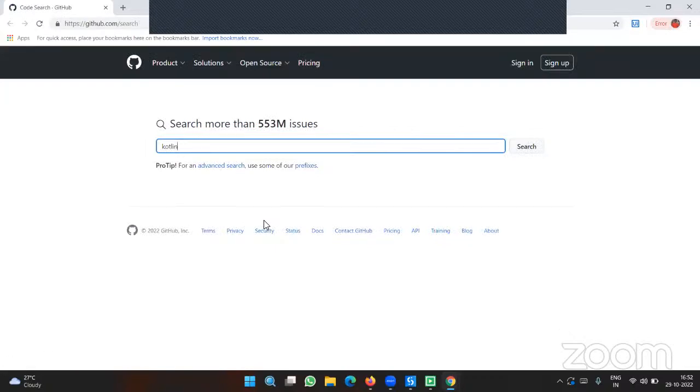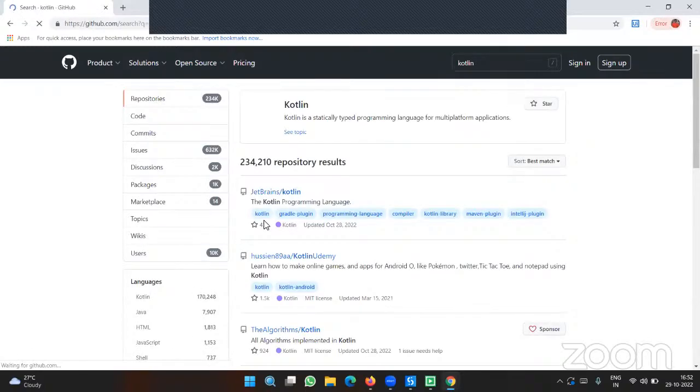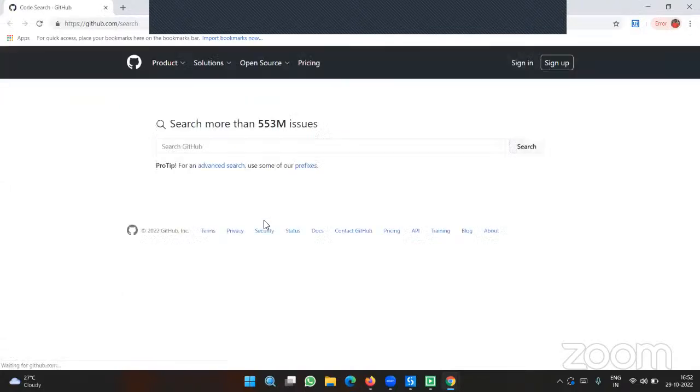It is fetched and now it's finding Kotlin. Now it's finding for Golang. Now it's finished, ma'am. So this is the Excel sheet.